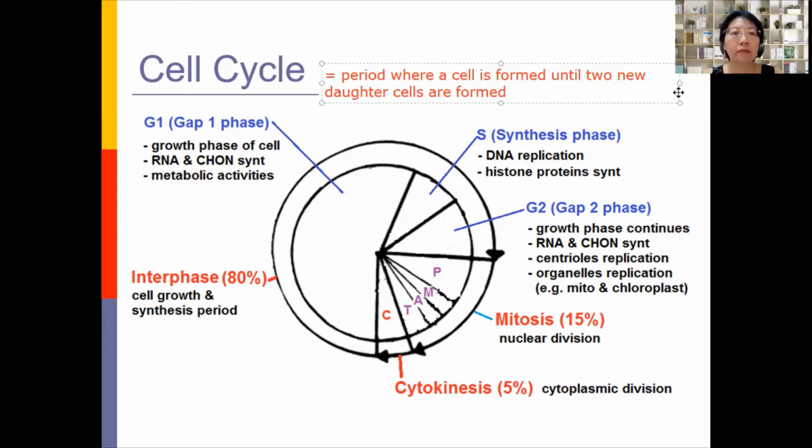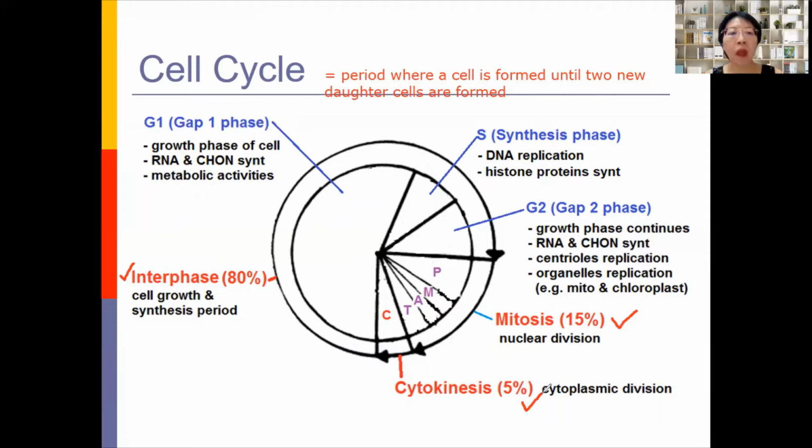Okay, so when a cell is formed, it will first start with interphase. Interphase takes up 80% of the cell cycle period. Then after that is mitosis. Mitosis takes up 15% of the cell cycle time, followed by cytokinesis, which only takes up 5% of the cell cycle time.